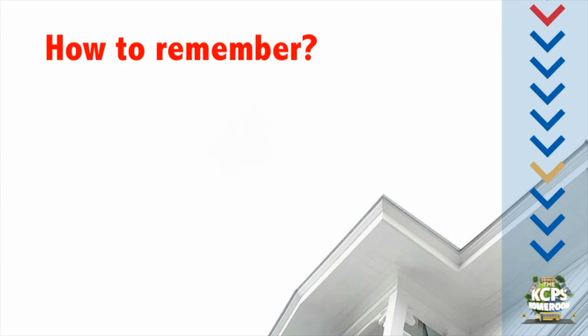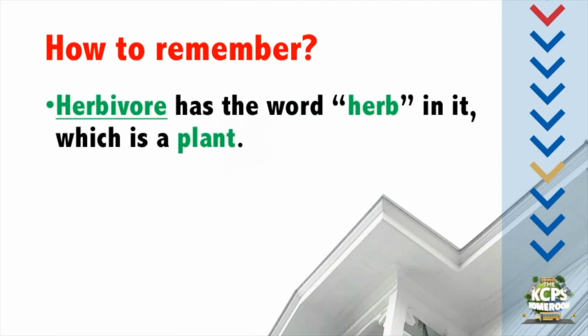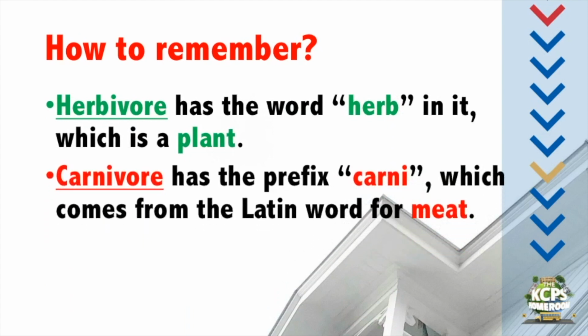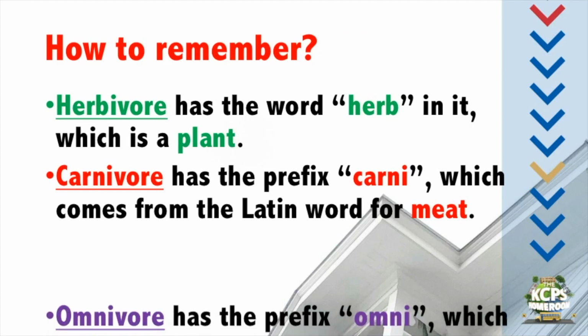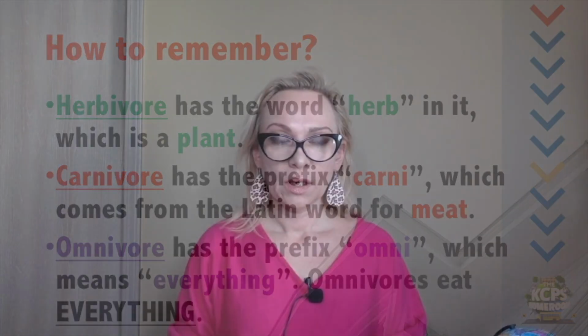How to remember the names of the consumers? There's a little trick. Herbivore has the word herb in it, which is plant. Carnivore has the prefix carni, which comes from the Latin word for meat. And omnivore has the prefix omni, which means everything. So omnivores eat everything. But how do we connect all these consumers?